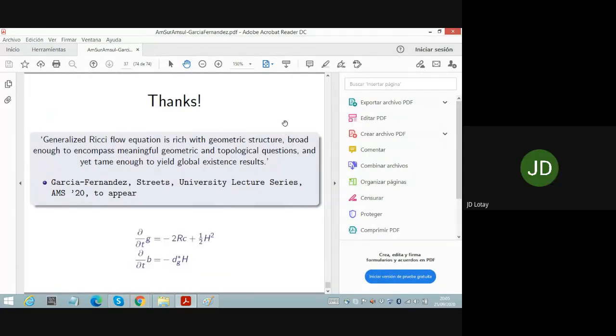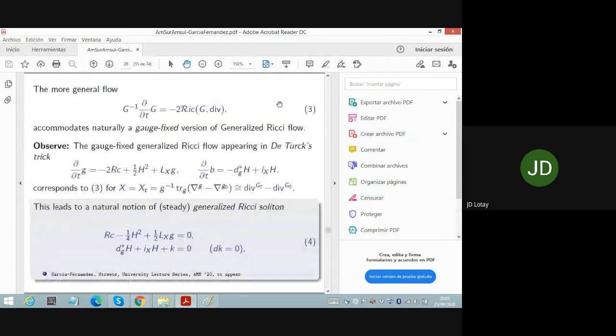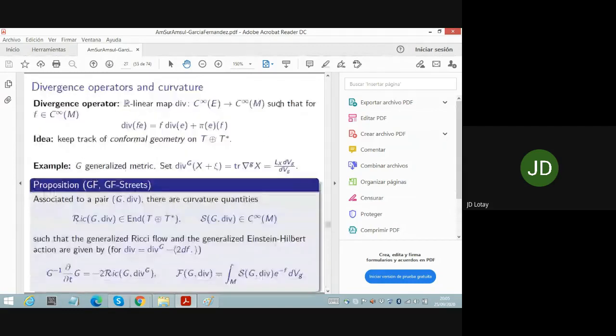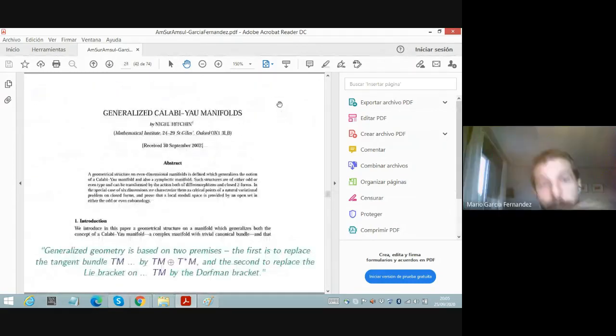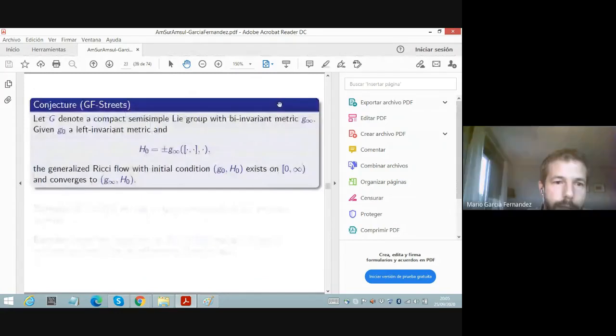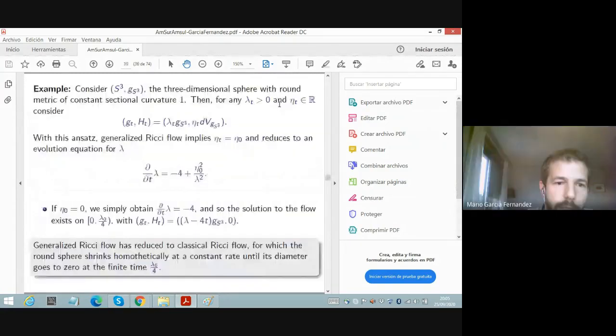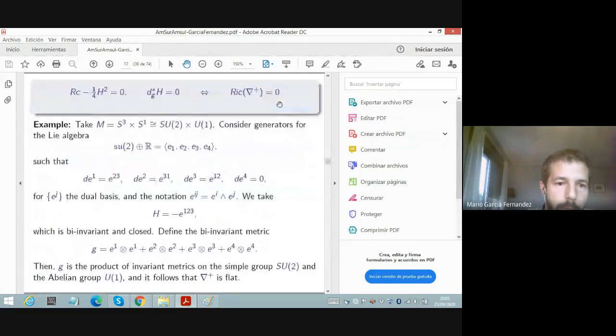You mentioned S1 times S3 at some point for your generalized flow. I guess you could think of that as an S1 bundle over something. Is there a natural T-dual to that? Yeah. So these metrics on S3 cross S1 are self-T-dual.